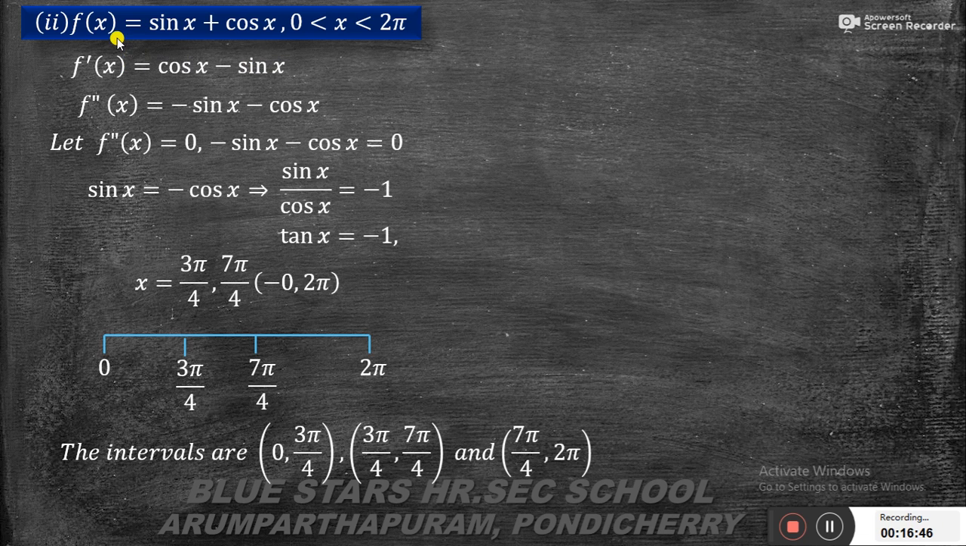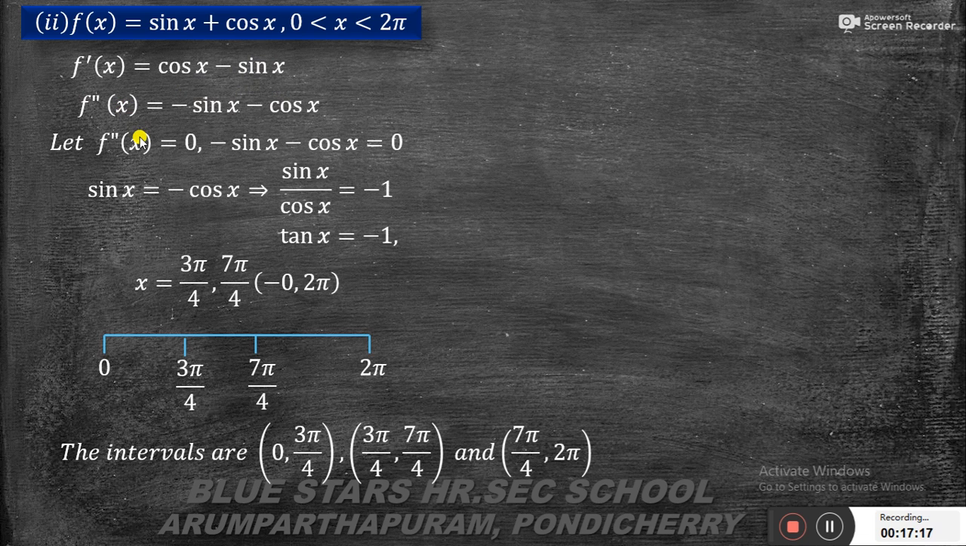So first I write the given function f of x equal to sin x plus cos x, 0 less than x less than 2 pi. Next, f dash of x equal to, I differentiate the sin x. Differentiation of sin x is cos x, and differentiation of cos x is minus sin x. Next I find out the second derivative. f double dash of x equal to, I differentiate the cos x. Differentiation of cos x is minus sin x, minus differentiation of sin x is cos x. So this is the f double dash.